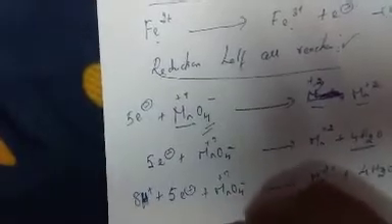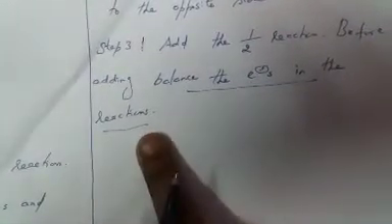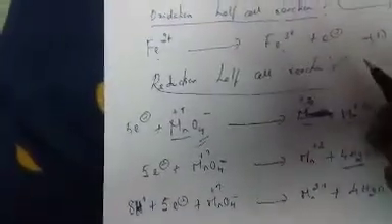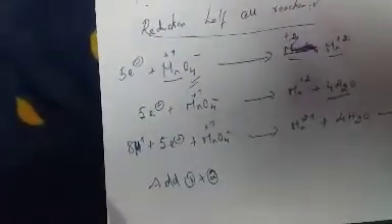Next step, add the 2 half reactions. This is step 3. Before adding, we have to balance the electrons. In the first equation, how many electrons? 1 electron. In the second equation, here 5 electrons, here 1 electron. We have to balance that, therefore we multiply equation 1 by 5. If I multiply equation 1 by 5, then you get 5 electrons. Therefore, the number of electrons gets balanced.